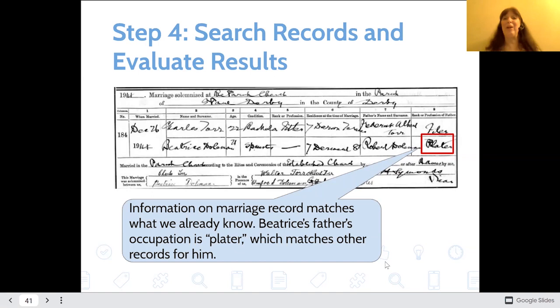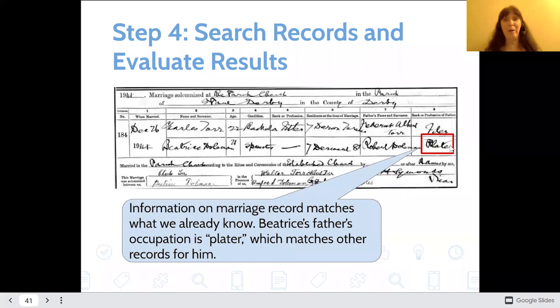And sometimes I'll just call it sanity checking, especially if I'm talking to someone that is still a little bit intimidated by research. But basically it means the same thing. It means check this out a little bit deeper and just make sure that everything is lining up. So I know from census records that Beatrice's dad was a plater. And I believe that has something to do with the railroad. Maybe somebody could put that in the chat if you know. I'd have to look it up. But I do know that he was listed as a plater. So the marriage record matches. More evidence that we're on the right track here.